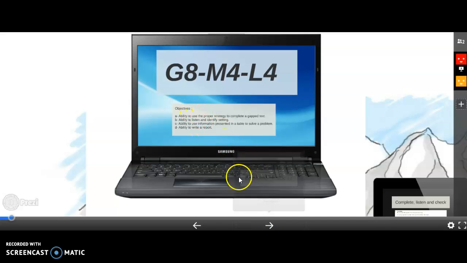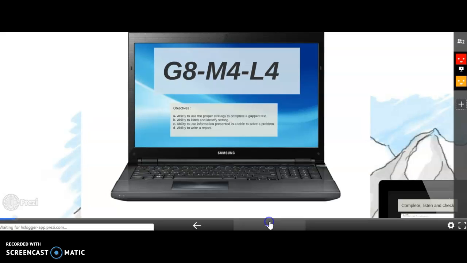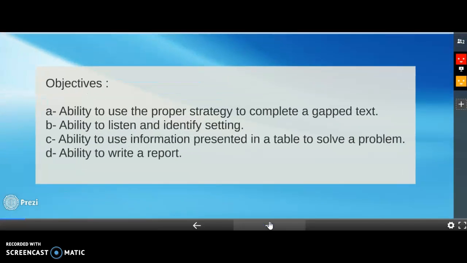Okay, so our objectives for today: A. Ability to use the proper strategy to complete a gap text. B. Ability to listen and identify setting. C. Ability to use information presented in a table to solve a problem. And D. Ability to write a report.